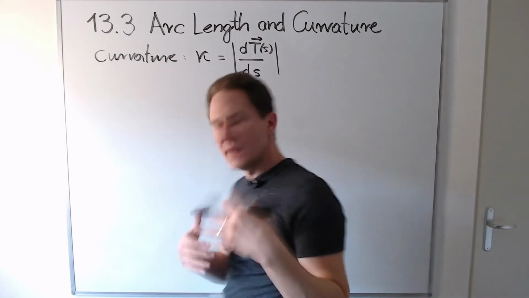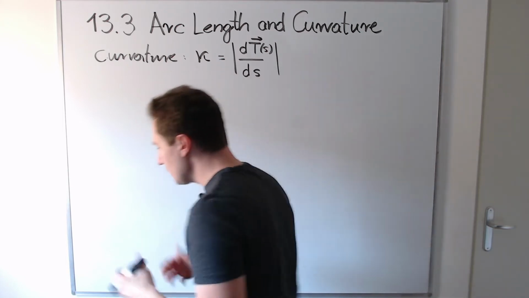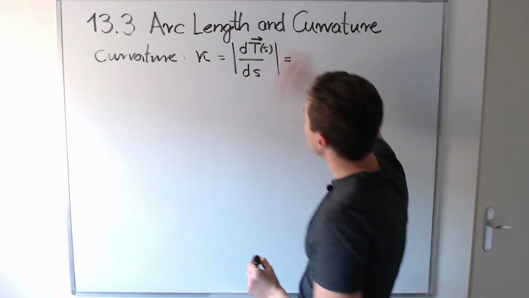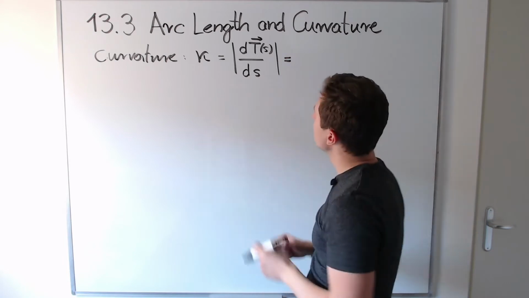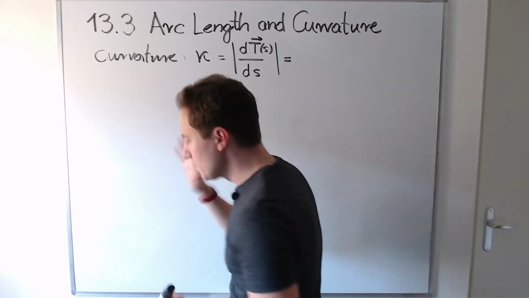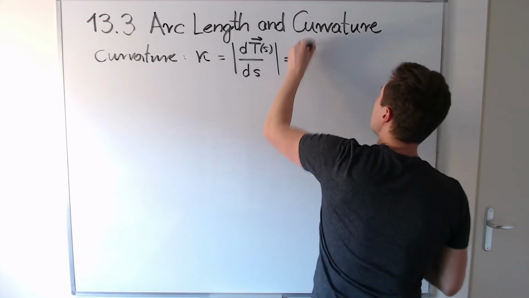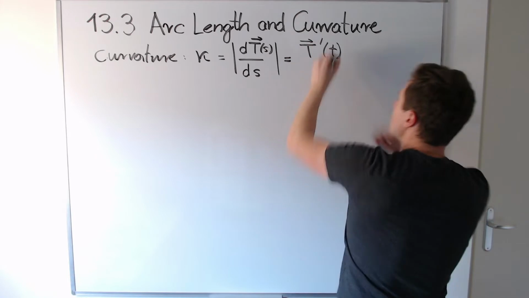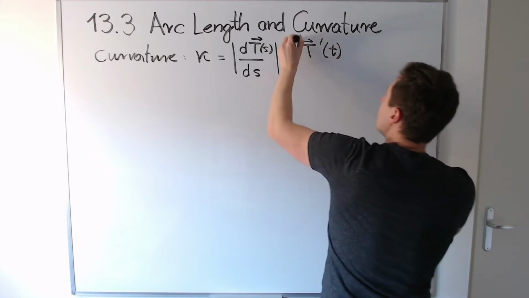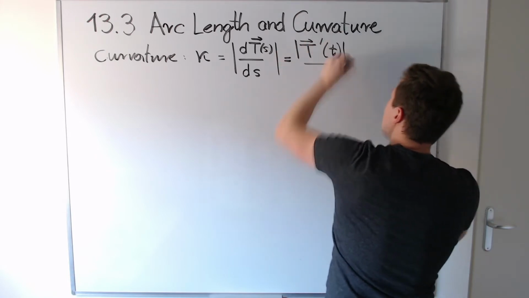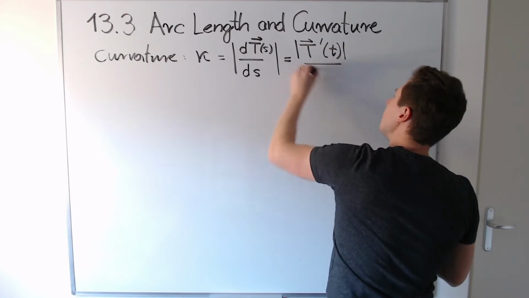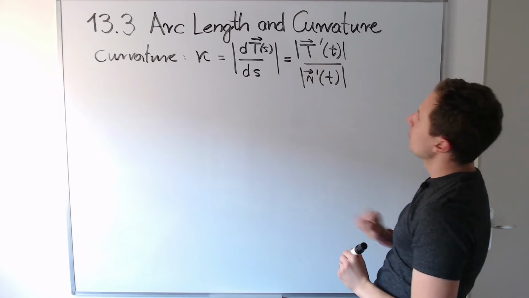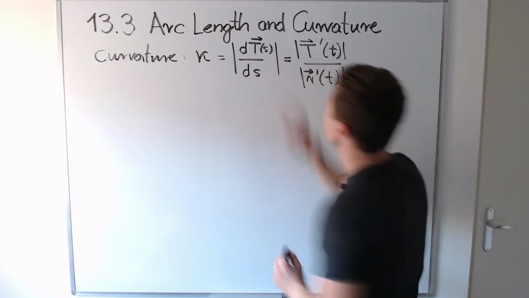But there are easier ways of computing this. If you don't want to do this work of switching to arc length parameterization, you can just use any parameterization. All you have to do is compute the derivative with respect to any parameter t, compute its length, and divide that by the derivative vector's length with respect to the same parameterization. Okay, so that's a second formula for the curvature.